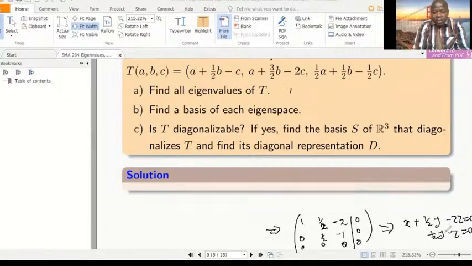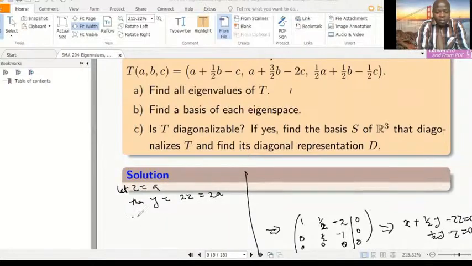Now, from here, we can see that only z is a free variable. Only z is a free variable. So let's say let z be a. If z is a, using this last equation, what would be y? Y will be 2z, which is 2a.